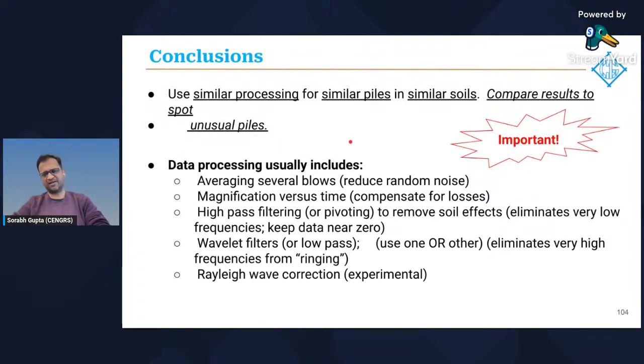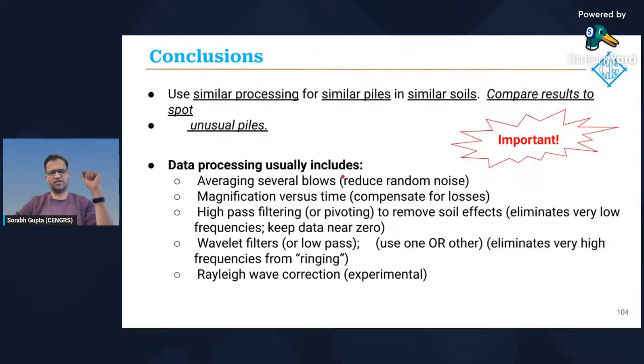I want to wrap up the fairly long discussion on pile interpretations by saying that you must use similar processing for similar piles in similar soils. That means if I'm testing piles at a site, it's not a good idea to start varying the different processing parameters. Use consistent wave speeds, magnification factors, magnification delay, wavelets, and so on. It's not a good idea to overuse these processing tools because then you'll make mistakes.